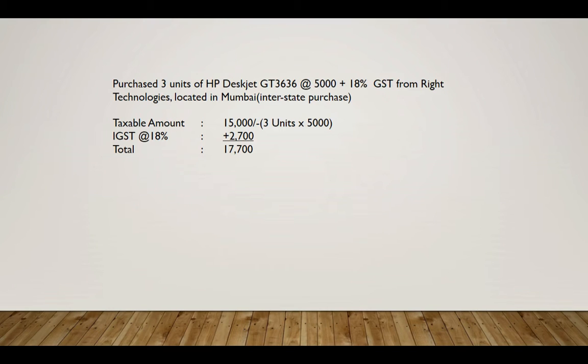Now the next transaction is an interstate purchase transaction. We purchased 3 units of HP printer from a dealer which is located in Mumbai. So our business is in Karnataka and we are making a purchase outside our state. So in this case IGST would be applicable on the taxable amount. So how do we record this entry?